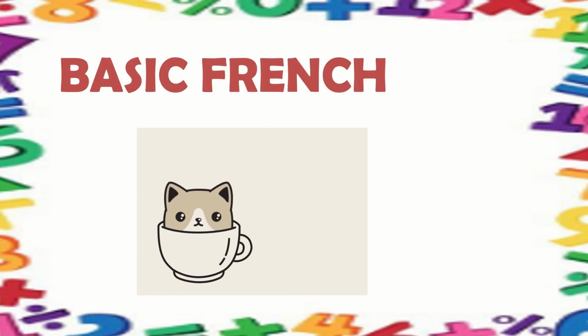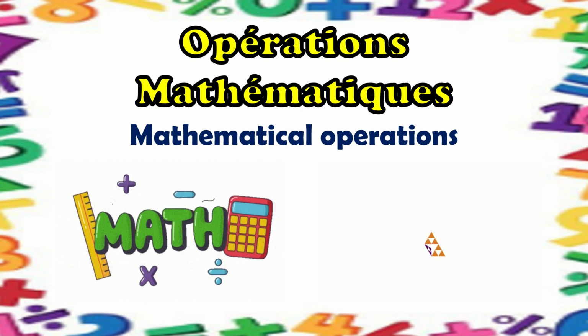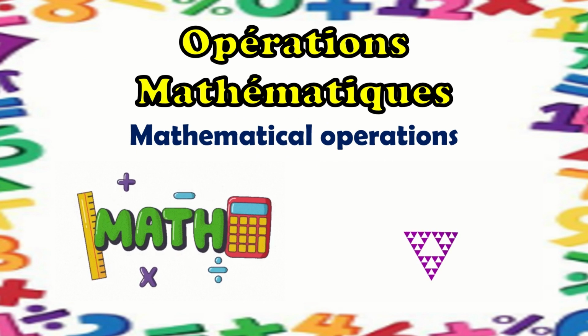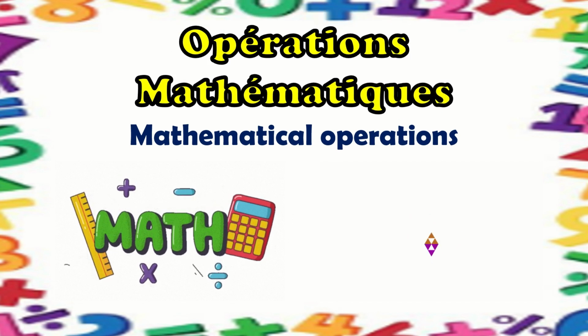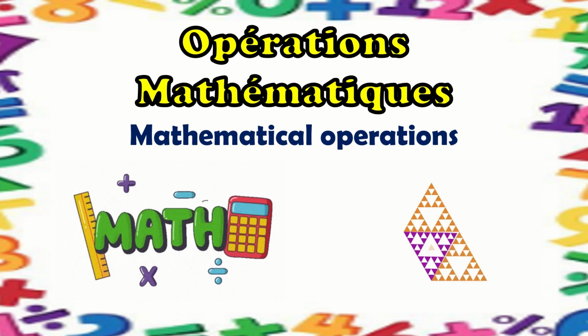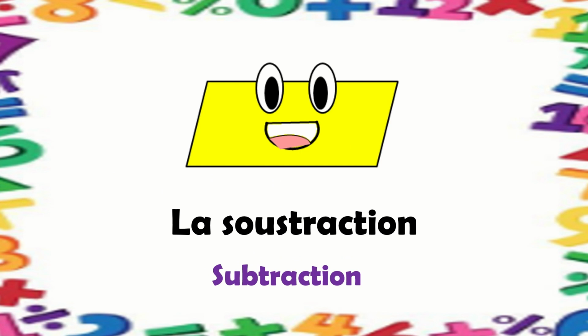With a new video of basic French. So, in today's video, we are going to learn the French pronunciations of mathematical operations, which are opérations mathématiques. So, do remember that I'll be pronouncing the French pronunciations 2 times. So, let's get going. Here we have the first symbol, that is subtraction, which is la soustraction.